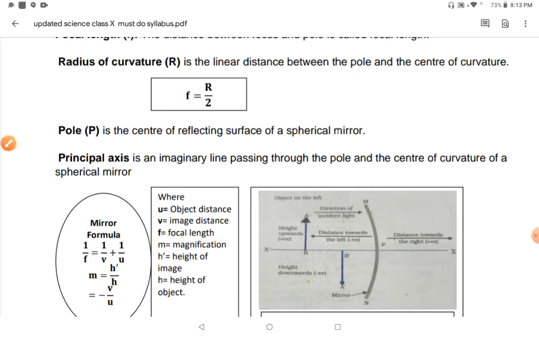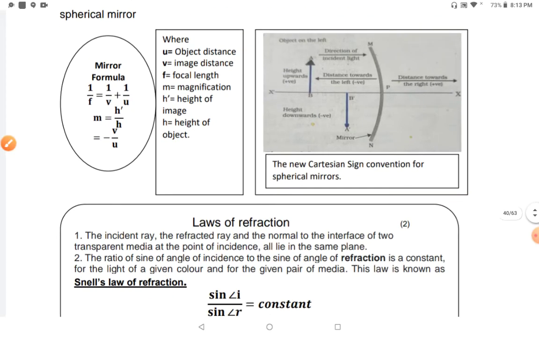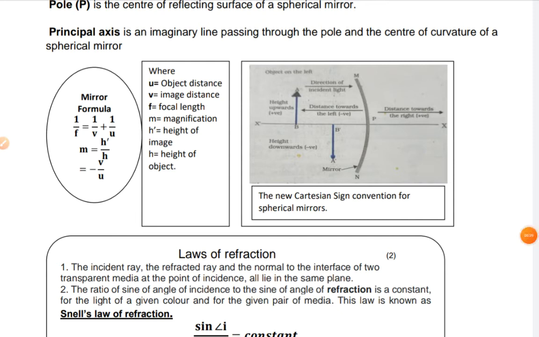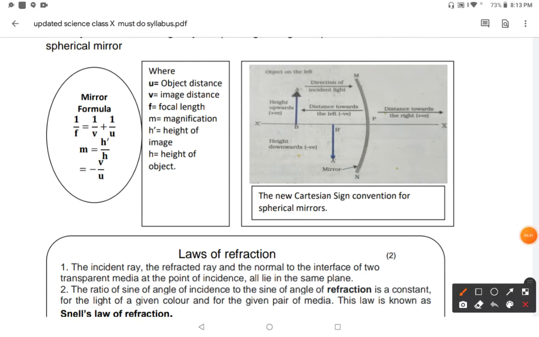And what is the pole? The pole is the center of the reflecting surface of the spherical mirror from where the principal axis is drawn. And what is the principal axis? It is an imaginary line passing through the pole and center of curvature of the spherical mirror. These are the few key points which you have to remember for making the diagram of concave and convex mirror. Now the next thing that you have to remember is the mirror formula.